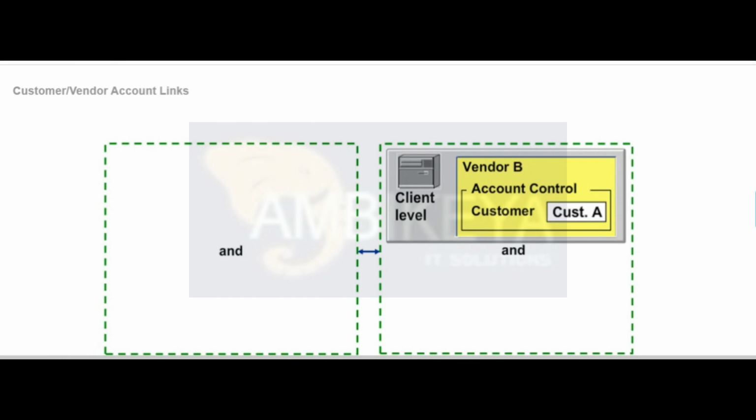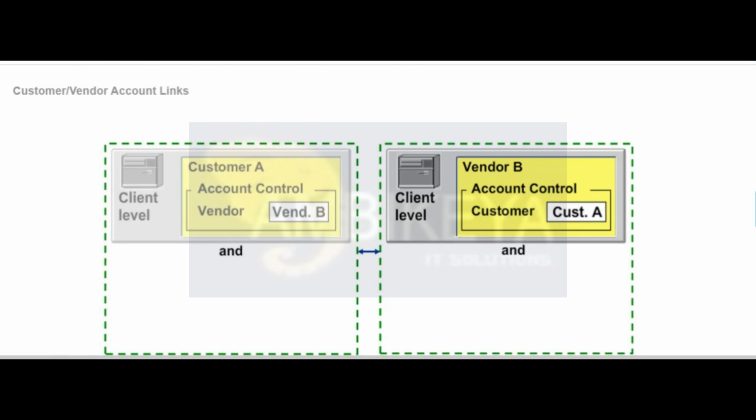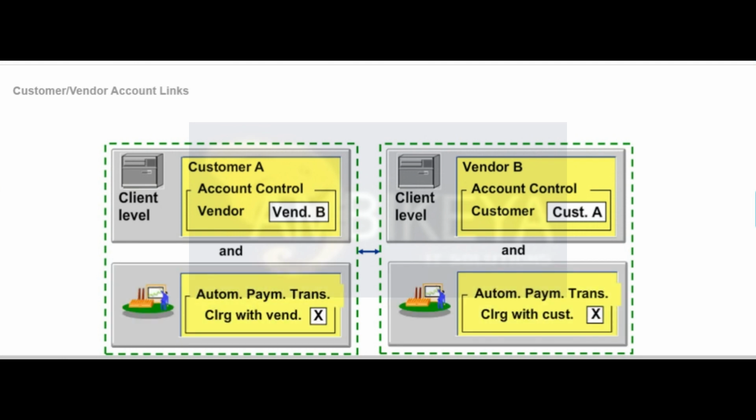Enter the customer account number in the customer field in the control section of the general data in the vendor master record. Enter the vendor account number in the vendor field in the control section of the general data in the customer master record. Select clearing with vendor and clearing with customer in the company data in both the customer and vendor master records. In this way, each company code can decide separately whether it wants to clear the customer with the vendor.